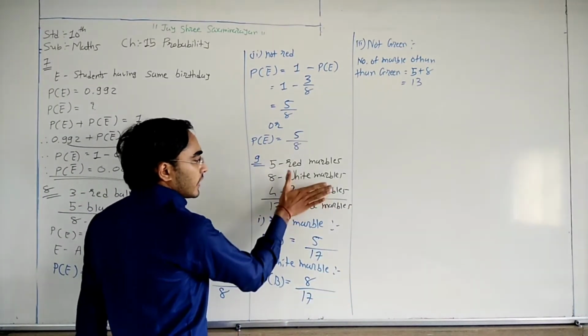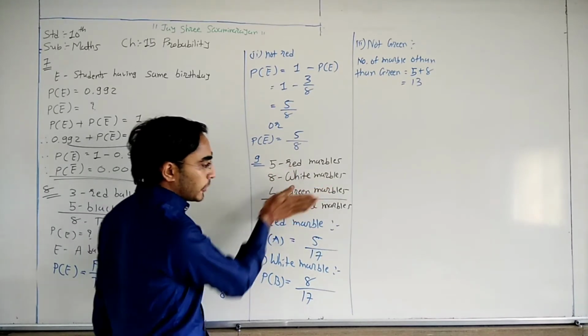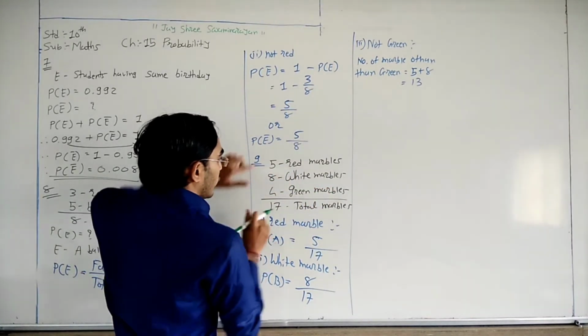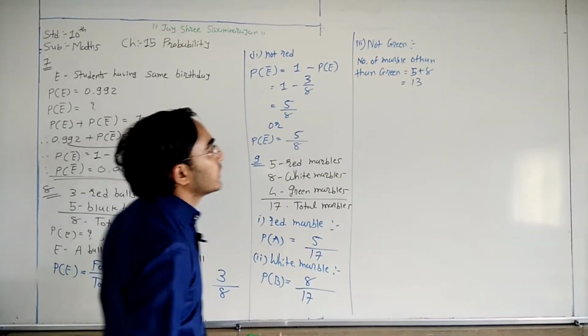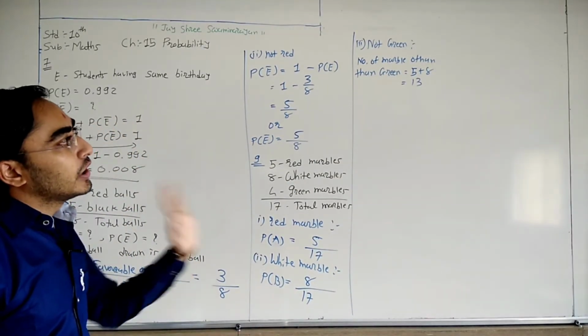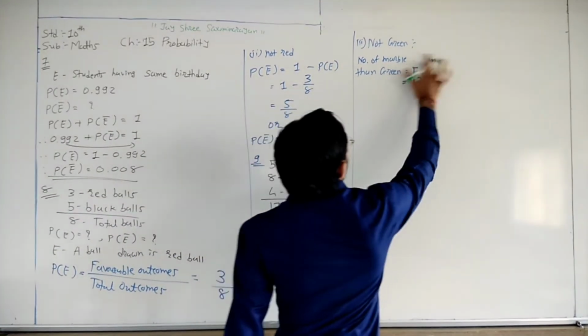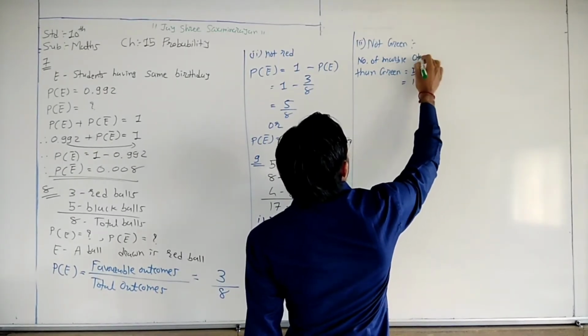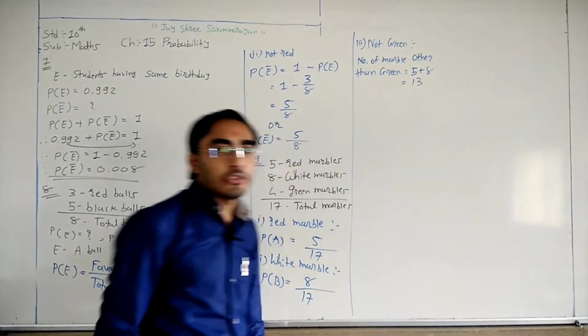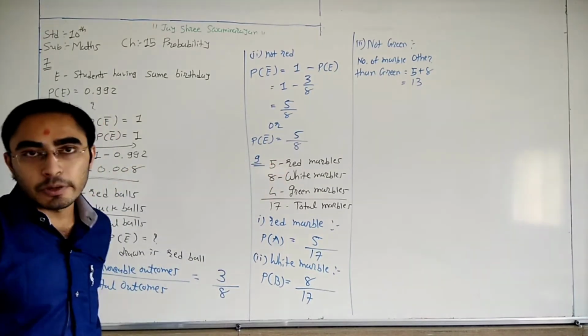So we just need to consider the red and white, we do not need to consider the green. So 5 plus 8, 13. Right, so the number of marbles other than green is equal to 5 plus 8, 13. It means red and white marbles.